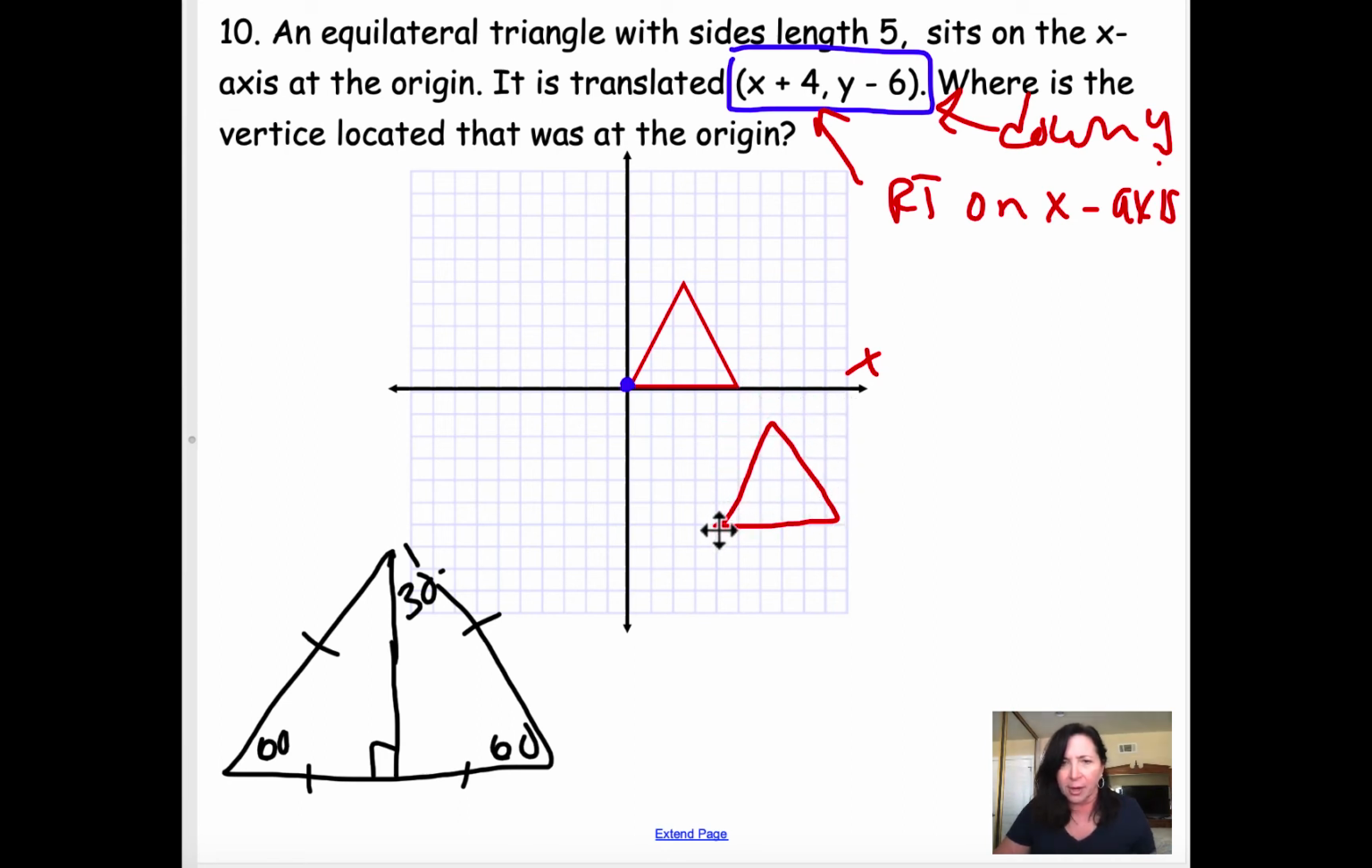So now I'm here. Where am I? I'm at 4, negative 6. That's where I'm at, right there in the corner. All right, so I think that was the only question they asked you. Where were you? This translated to that, over 4, down 6. So over 4, down 6, the point where we're at is actually 4, negative 6. Okay.